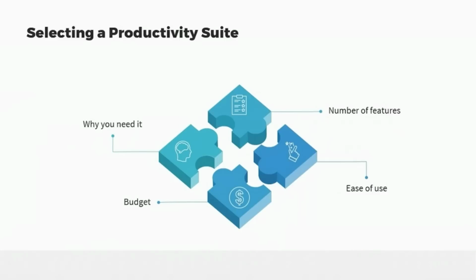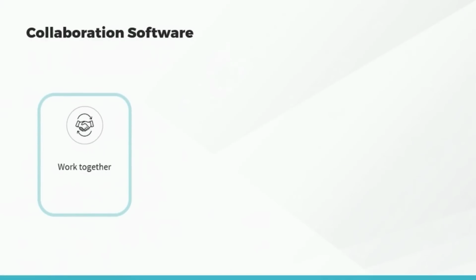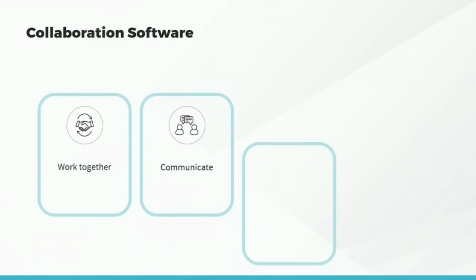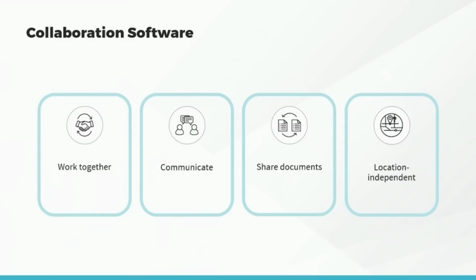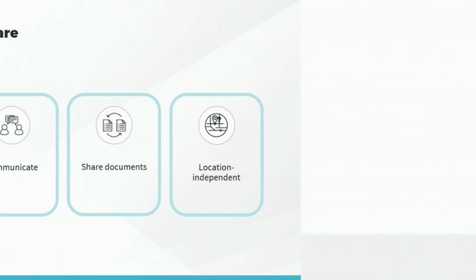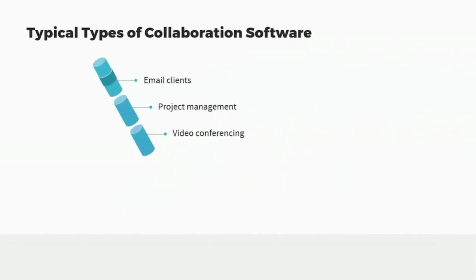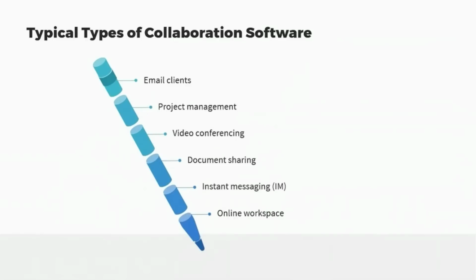your needs. In this video, we'll examine the role and types of collaboration software, which are applications that are designed to allow many people to work together on the same project while increasing the ability to communicate and share information across those projects, and to allow many users to participate, regardless of where they might actually work or reside. Typical examples of collaborative software applications include email clients, project management, video conferencing, document sharing, instant messaging, and online workspaces.